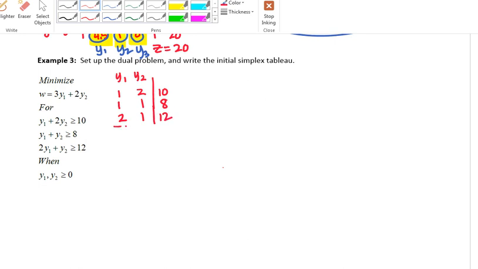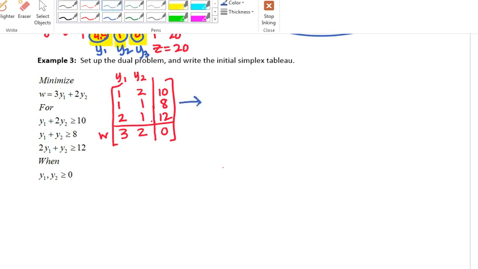I also want to put W in there. So my W would be 3 and 2. And then you can put a 0 as a placeholder there if you want to. You can even put a W there. It doesn't really matter. That last spot is just to have a spot in the matrix.